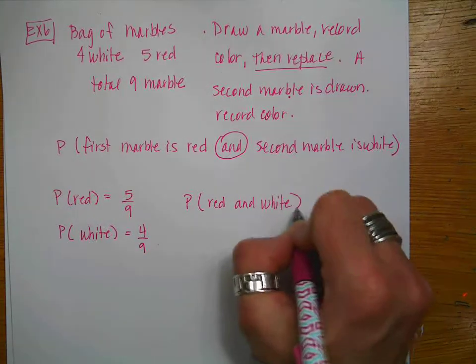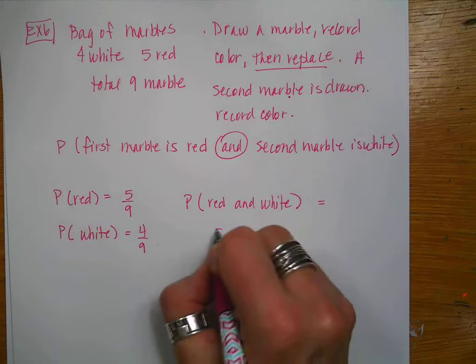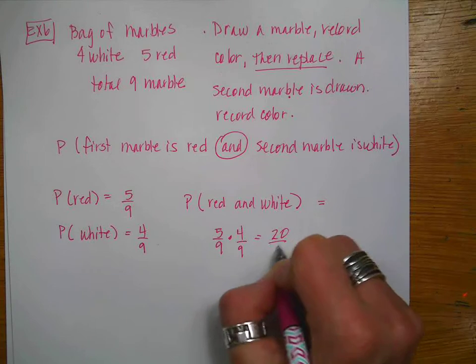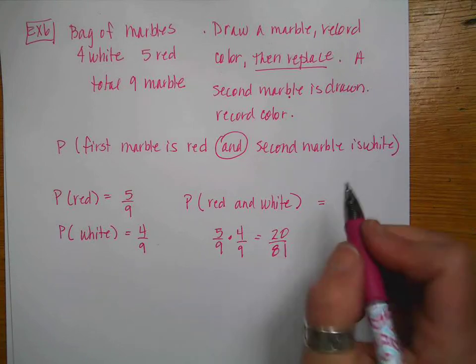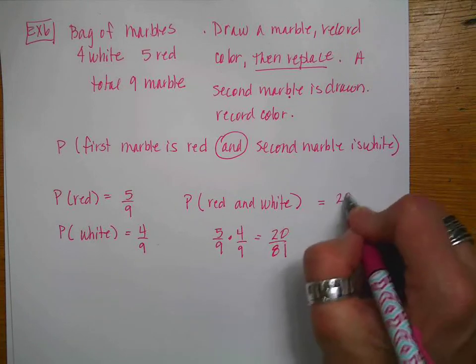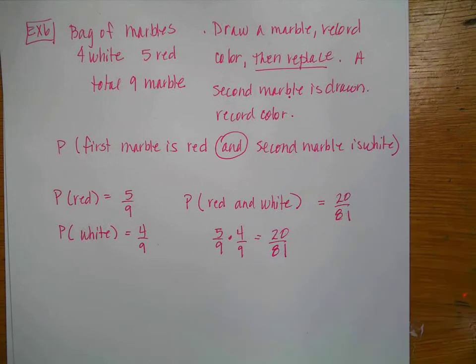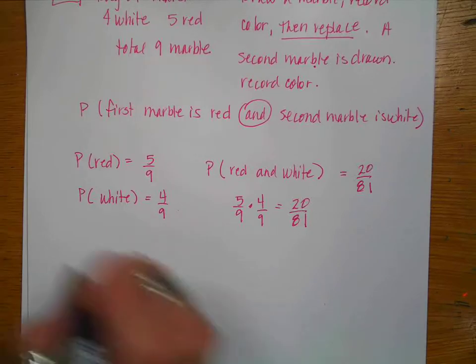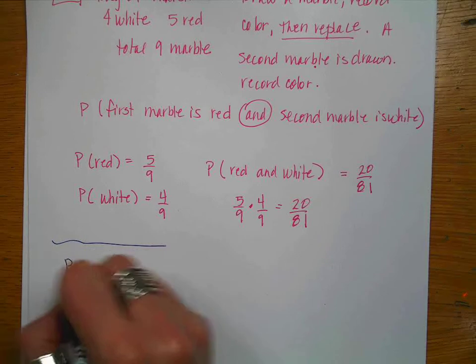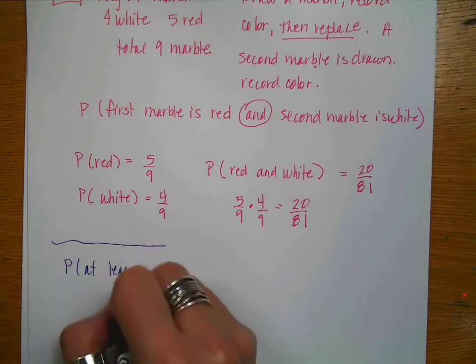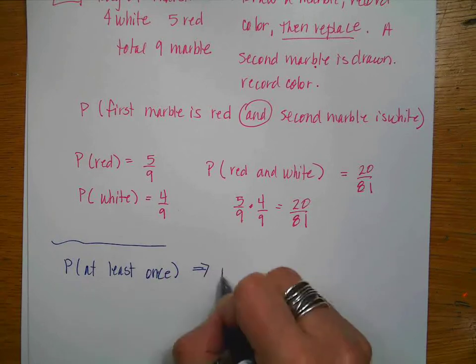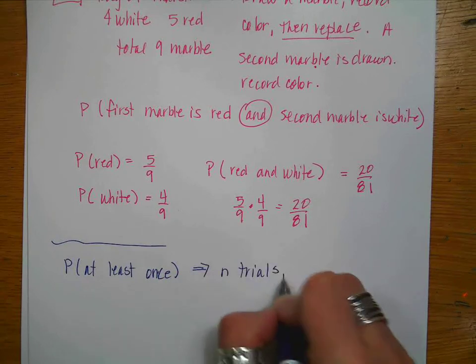So my probability of red and white is going to be 5 over 9 times 4 over 9, which is 20 over 81. So the probability of red and white is 20 over 81. So sometimes the probability of and is really interesting. Okay? The last thing that we have to talk about is the probability of at least once.